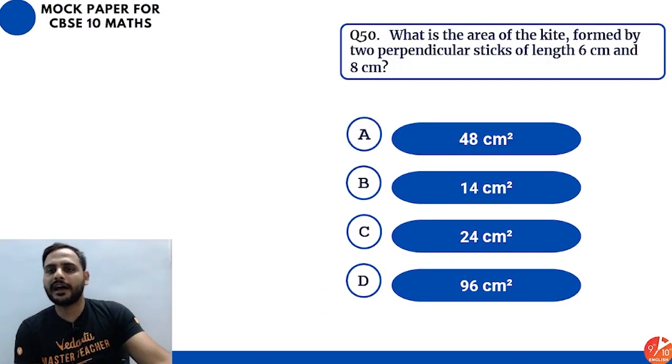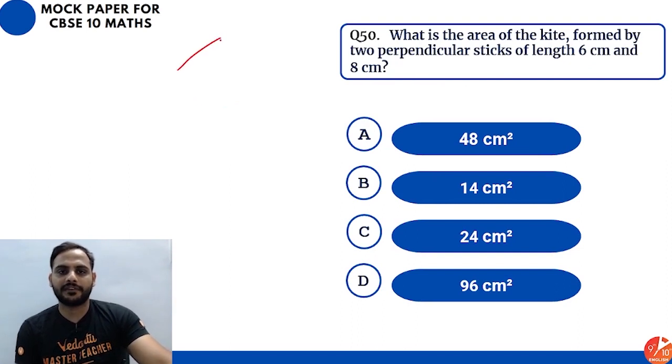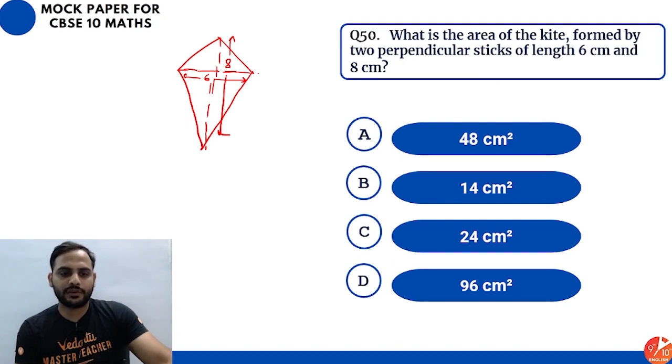Alright. Last one. What is the area of the kite formed by two perpendicular sticks of length 6 cm and 8 cm? Okay, so we have two sticks like this. Alright guys, one is of length 6 cm, the other one is of length 8 cm. I have told you that this 6 cm one will be bisected in two equal parts. Okay, so this is going to be 3.